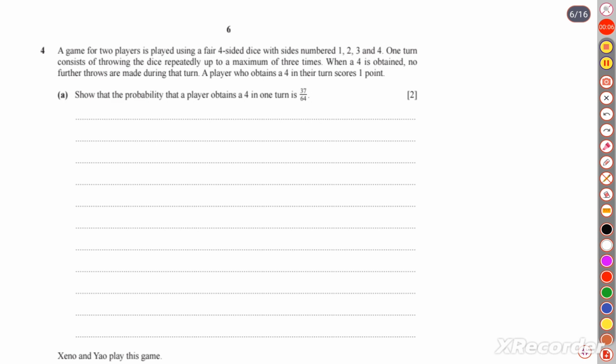Today we are going to solve a question from probability and statistics. The question belongs to paper 9709/51 for the session May/June 24.